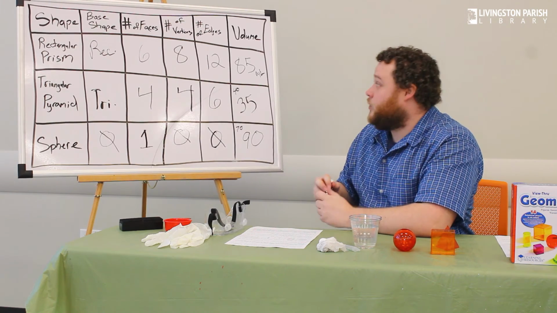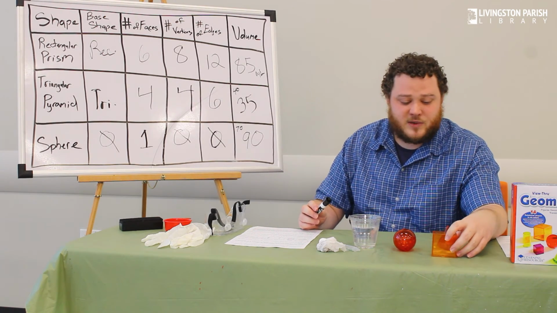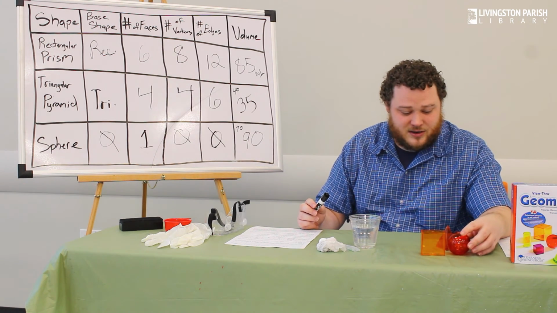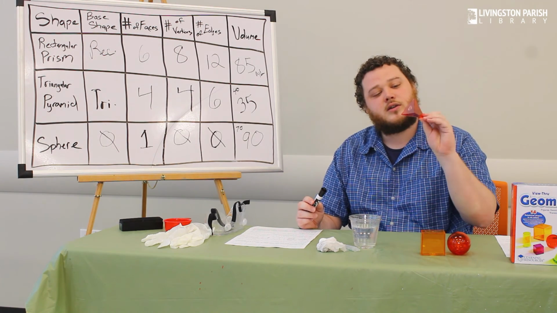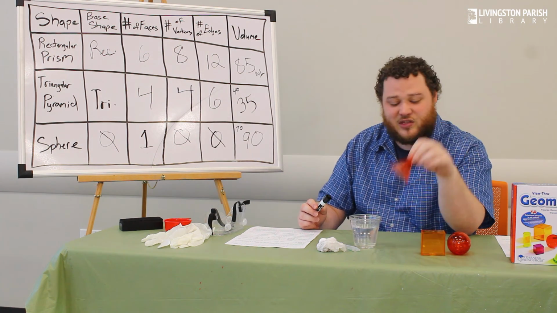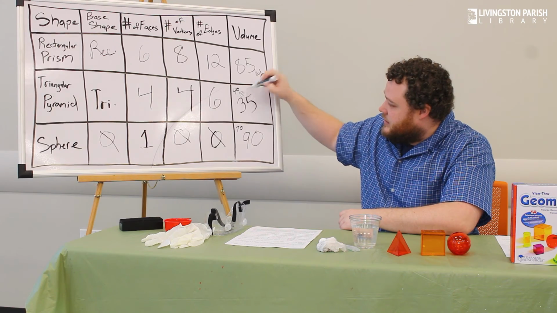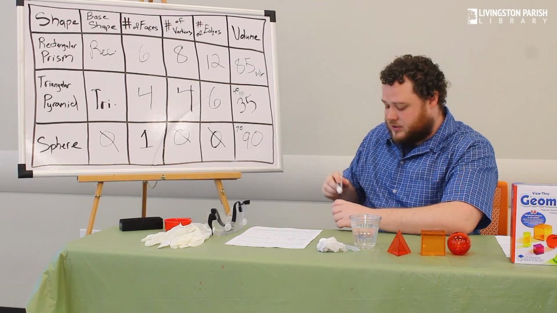90. So our rectangular prism fit 85 milliliters. Our sphere fit 90 milliliters. And our triangular pyramid only fit 35. So I was close with this guess, but I was not close with this one.